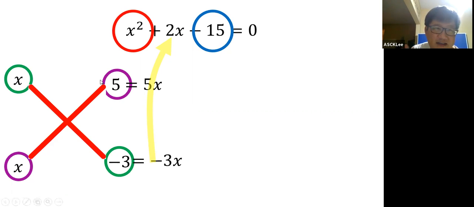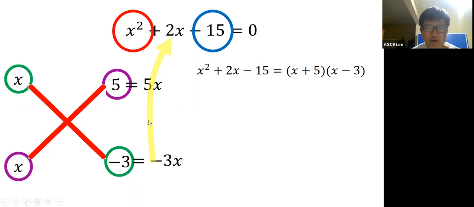Our factors are x plus 5. That's one factor. The second factor is x minus 3. We have arrived at our factors. How do you know that these are your factors? You know because the sum of these two terms equals your x term here. So 5x minus 3x equals 2x. That tells you that you have arrived at your factors, and your factors are x plus 5, x minus 3. So just write them down.